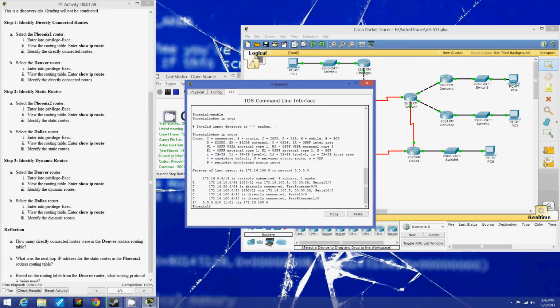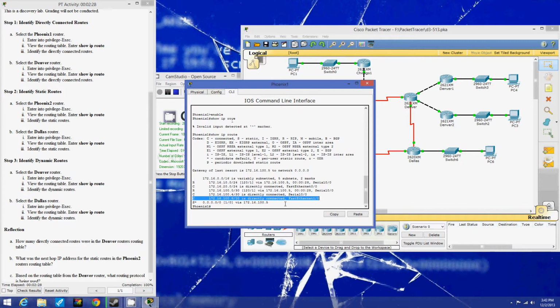Okay. Now right here on the Phoenix 1 router, it shows connected. C is connected, S is static, I is IGRP, R is connected through RIP, M is mobile, B is BGP, and so on. All these show how they're connected. So right now we're going to detect if they're directly connected or not.